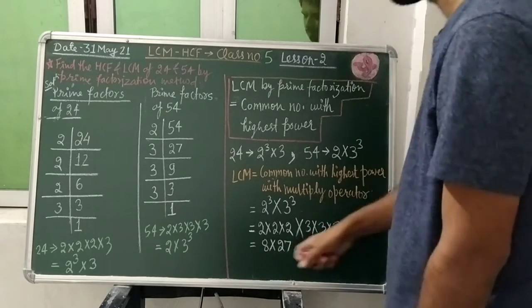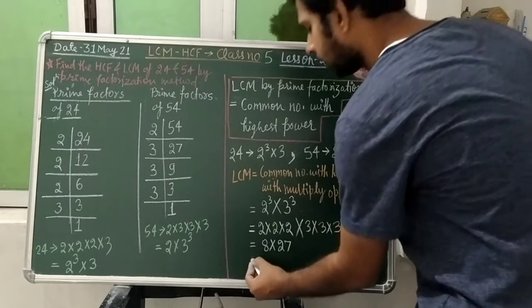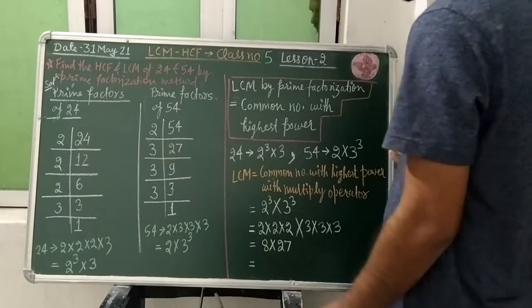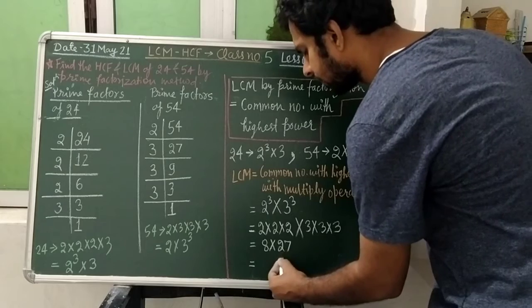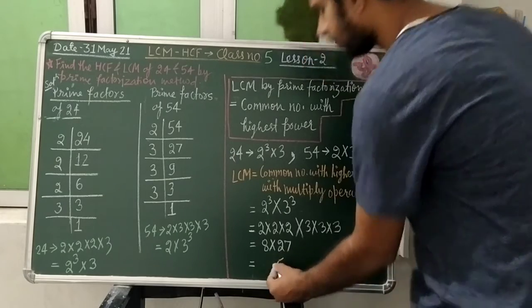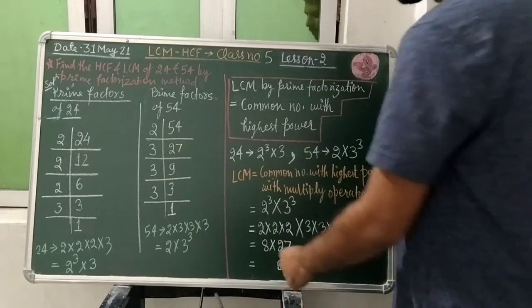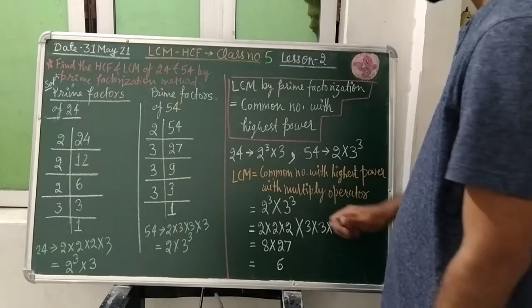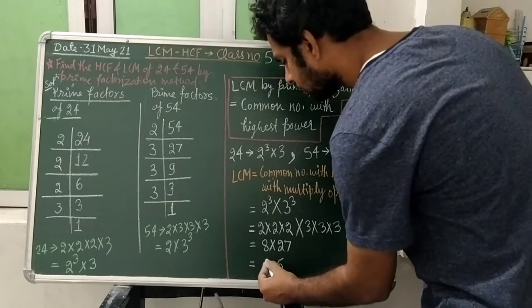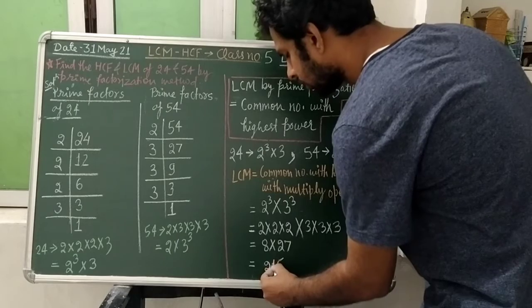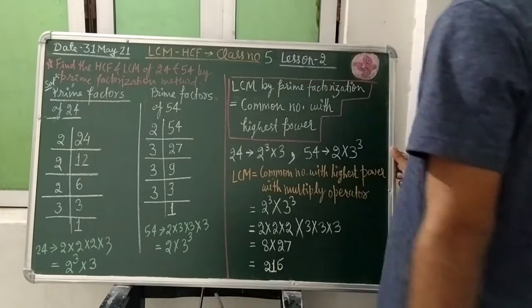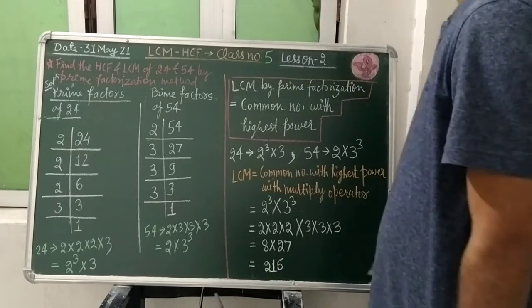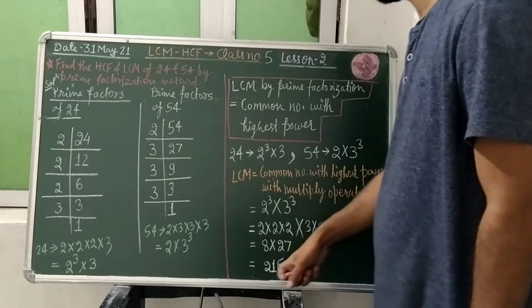Next, what shall we do? We will multiply 8 with this 27. So what will we get, students? 8 7s are 56. So 6 we will write here, 5 will be carried. 8 2s are 16 plus 5 is 21. Okay, students? So when you multiply 8 and 27, you will get what, students?